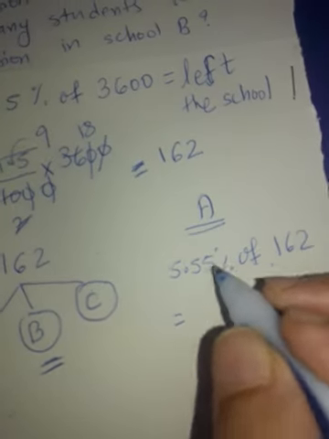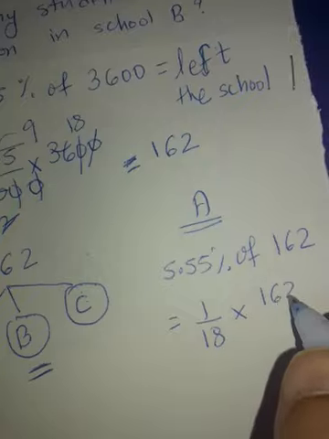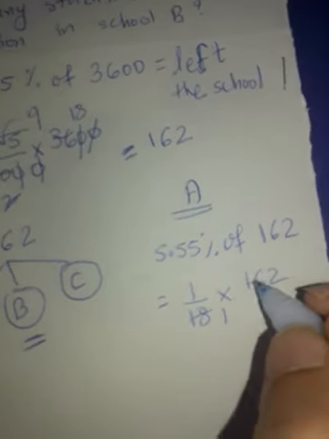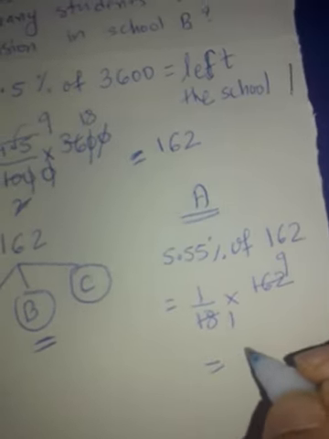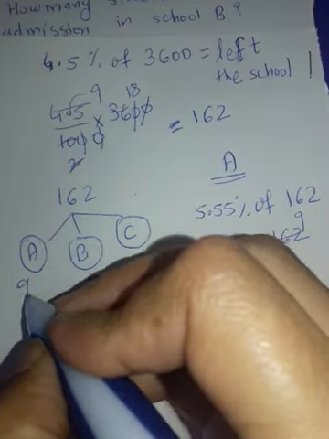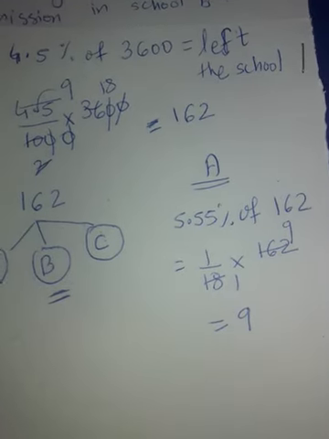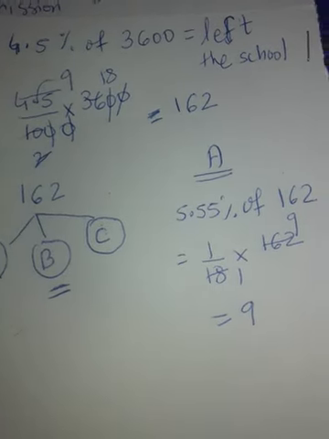So I am going to substitute it here. 5.55% is 1 by 18 of 162. 18 nines are 162, so this is 9. So in school A there are 9 students. Am I clear? Now let's see school B.